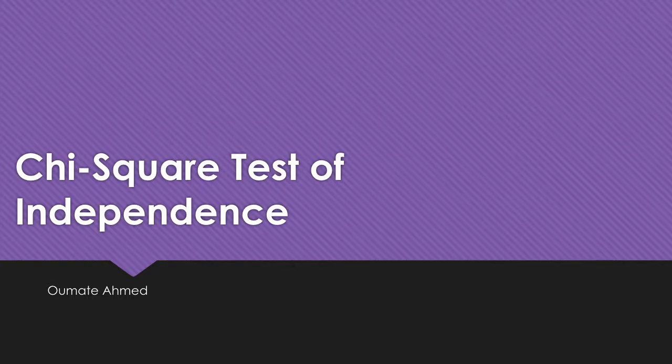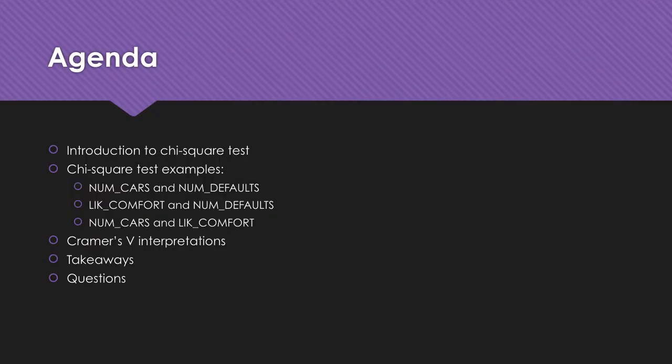I'm going to make my presentation today on the chi-square test of independence. So we'll start with the agenda. We'll start by introducing the chi-square test. Then we'll go to some examples which were listed by the professor in the descriptions. Then we'll go to Cramér's V interpretations, the takeaways, and if you have any questions.